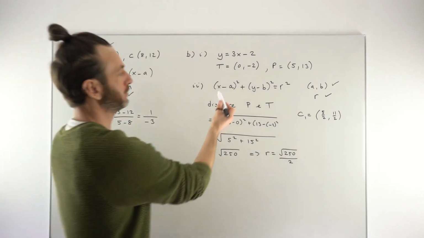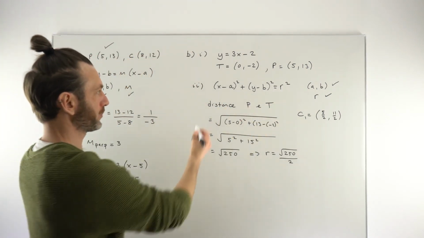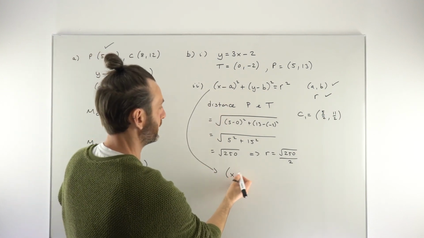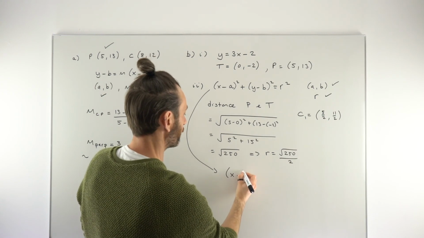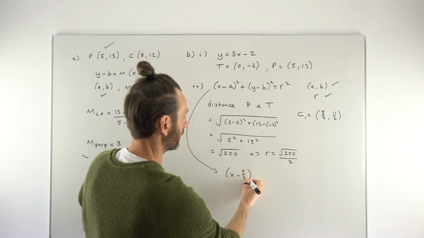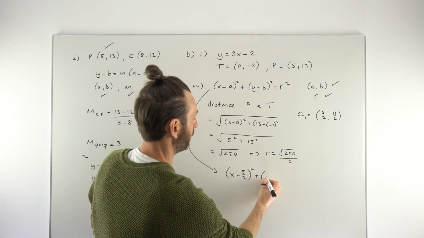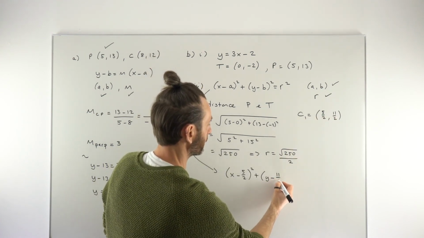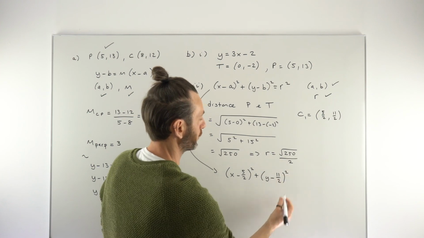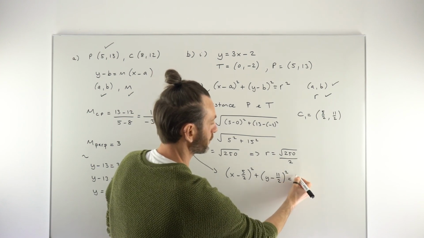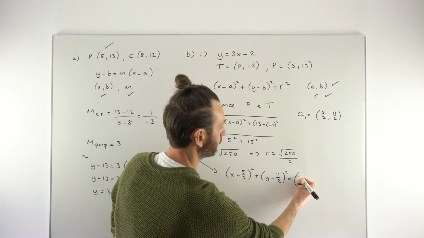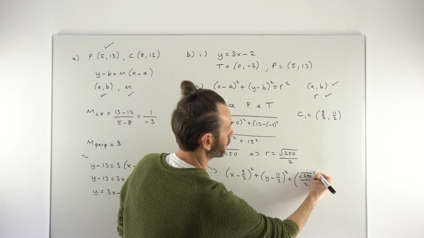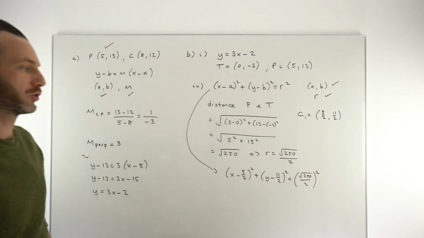So we can go ahead and plug them into this formula. So basically I'm just plugging this into here. So we're going to get x minus the 5 over 2 value, which is the x coordinate of our center point, squared, plus y minus the y coordinate of the center point, which is 11 over 2, all squared, equals the radius, which remember is this number here, root 250 over 2, squared, because remember the formula is r squared.